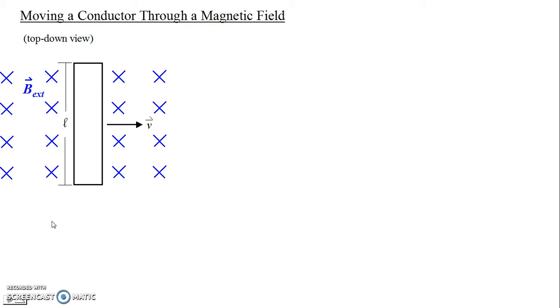So we're looking down at it. Imagine we have a large laboratory magnet, and the field is pointing into the table. And on the table, we've got this wire, this conductor. We're going to move it to the right in this external magnetic field. All right, so what's happening here?